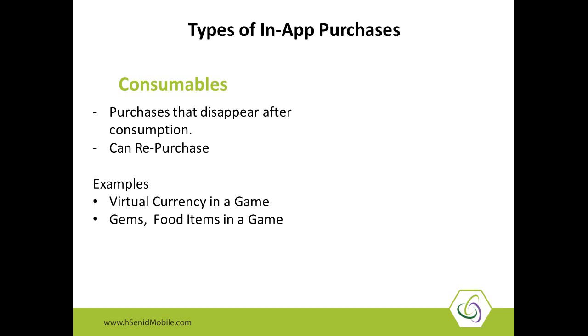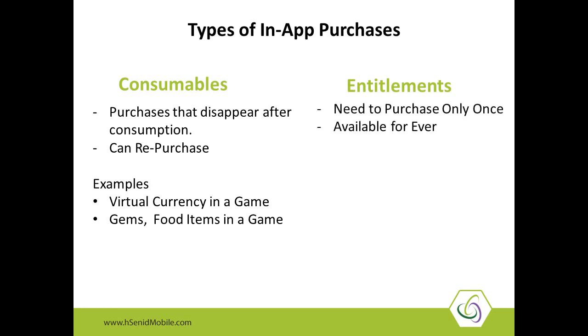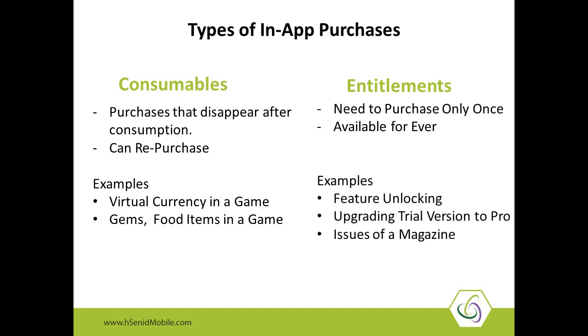The next type is called entitlements or durable purchases. These are the exact opposite of consumables because these purchases are only made once. Once you buy it, you are entitled to that purchase forever. Common use cases for entitlements are unlocking a certain feature inside an application, or upgrading a trial application to its full version, or buying an issue of a magazine or a newspaper.